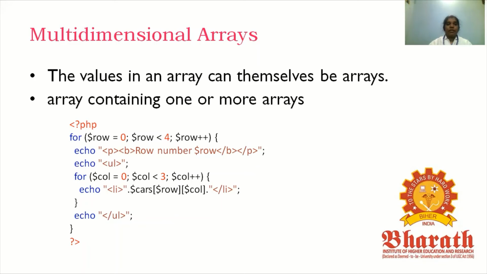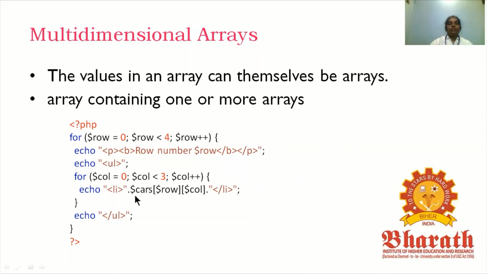Multi-dimensional arrays. The values in an array can themselves be arrays of arrays, with more than one dimension. Normally a single dimension array is one dimensional, then multi-dimensional: 2D, 3D. An array of arrays is called multi-dimensional, an array containing one or more arrays. This is the example for a two-dimensional array. How many subscripts should we use for two-dimensional? Two indexes, two subscripts.